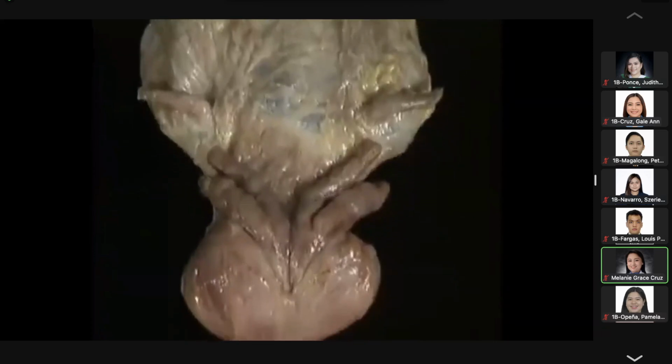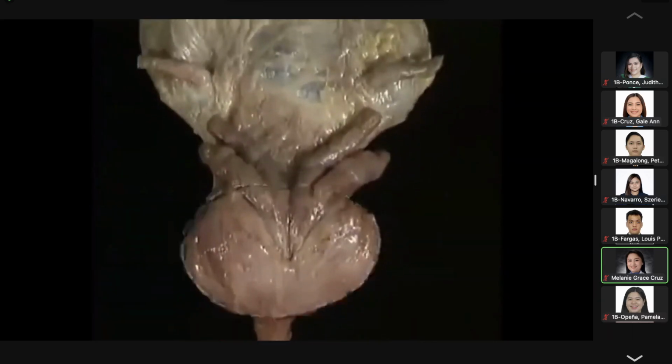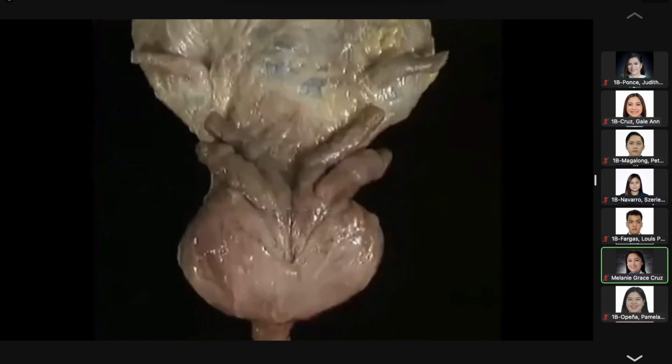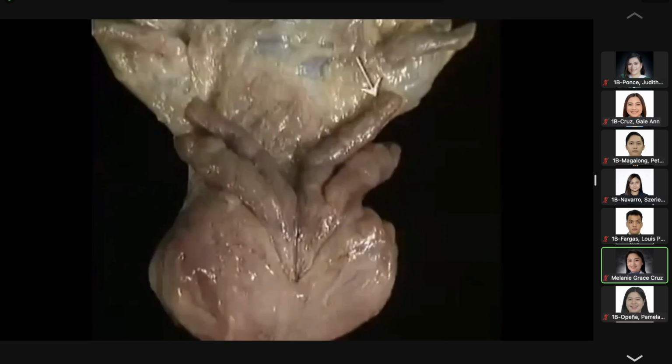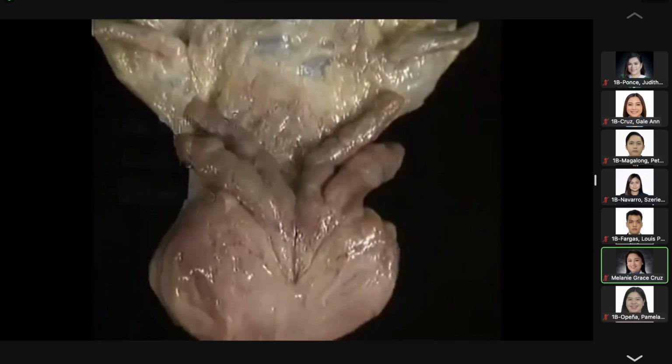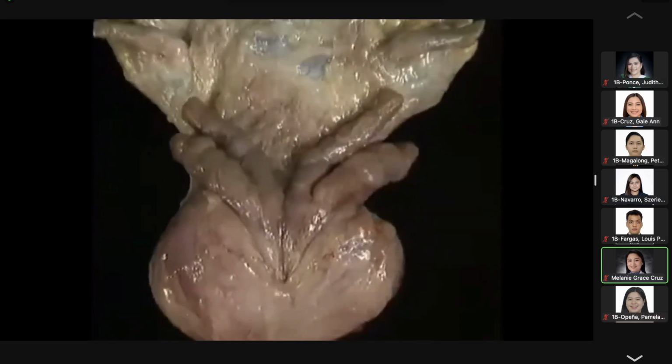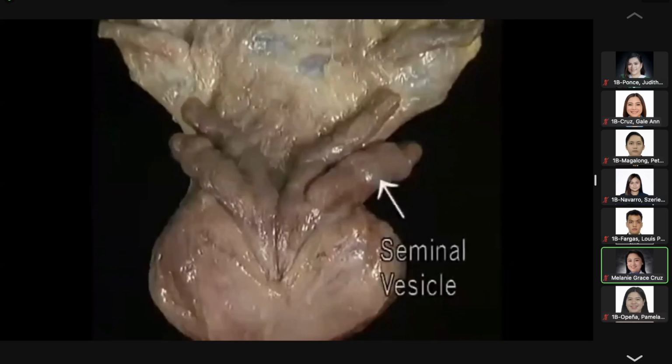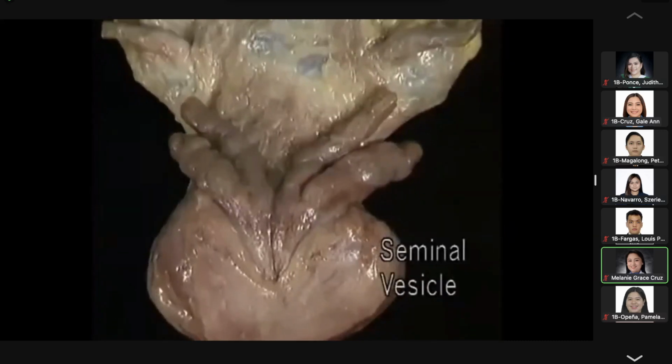Here we're looking from behind at the base of the bladder and the prostate. Part of the prostate has been removed here. On each side, the ductus deferens widens out to form the ampulla, where spermatozoa are stored. Lateral to the ampulla on each side is the seminal vesicle.